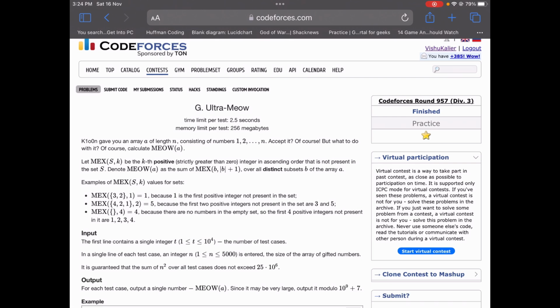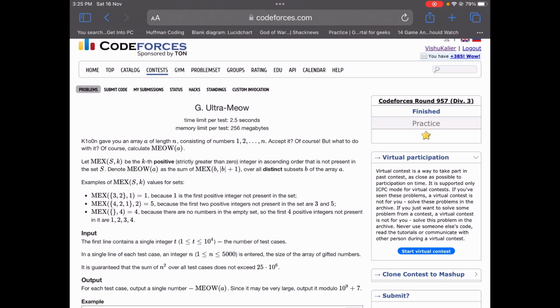So the person K10ON gave you an array of length n consisting of numbers between 1 to n, and we need to calculate the meow of the array A. Let mex of S comma k be the kth positive integer in ascending order that is not present in the set S. Then we denote meow of A as the sum of mex of B comma size of B plus 1 over all distinct subsets B of array A.